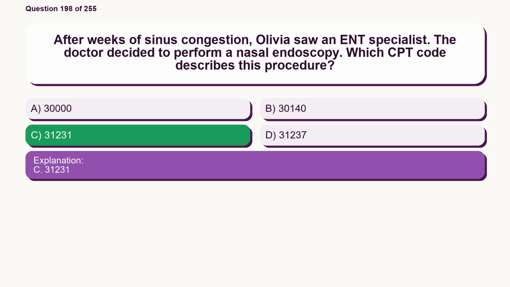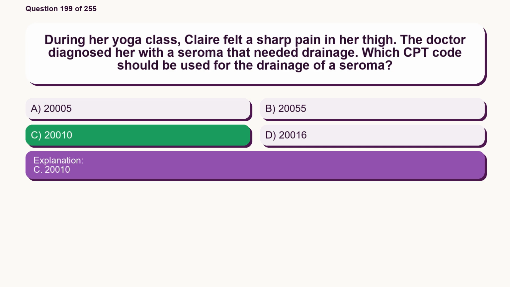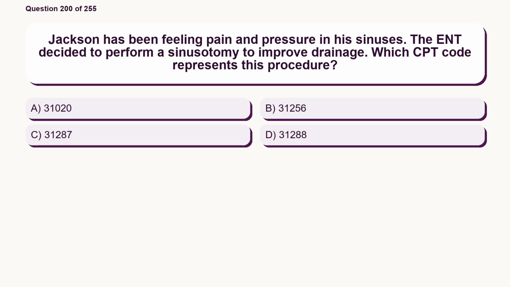Question 199. During her yoga class, Claire felt a sharp pain in her thigh. The doctor diagnosed her with a seroma that needed drainage. Which CPT code should be used for the drainage of a seroma? Option A, 20,005. Option B, 20,055. Option C, 20,010. Option D, 20,016. The correct answer is option C, 20,010. C, 20,010.